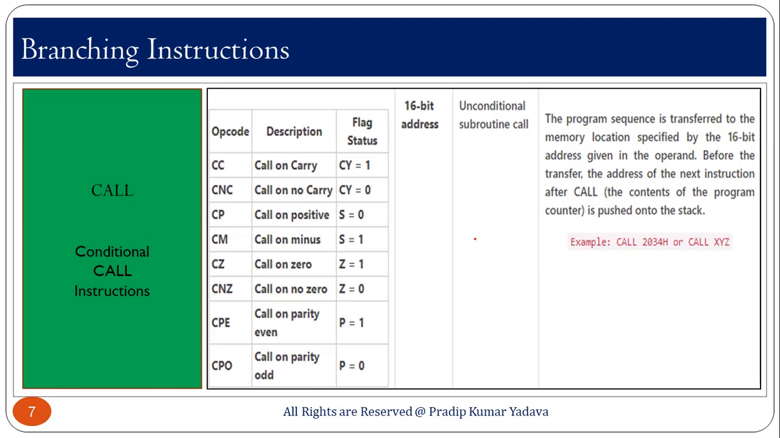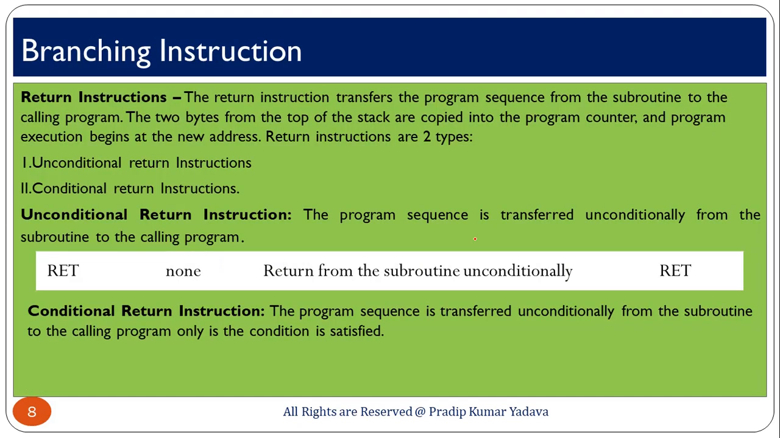Now, talking about the third type of branching instruction, that is return. The return instruction transfers the program sequence from the subroutine to the calling program. The 2 bytes from the top of the stack are copied into the program counter, and program execution begins at the new address. So, let me discuss how return works.